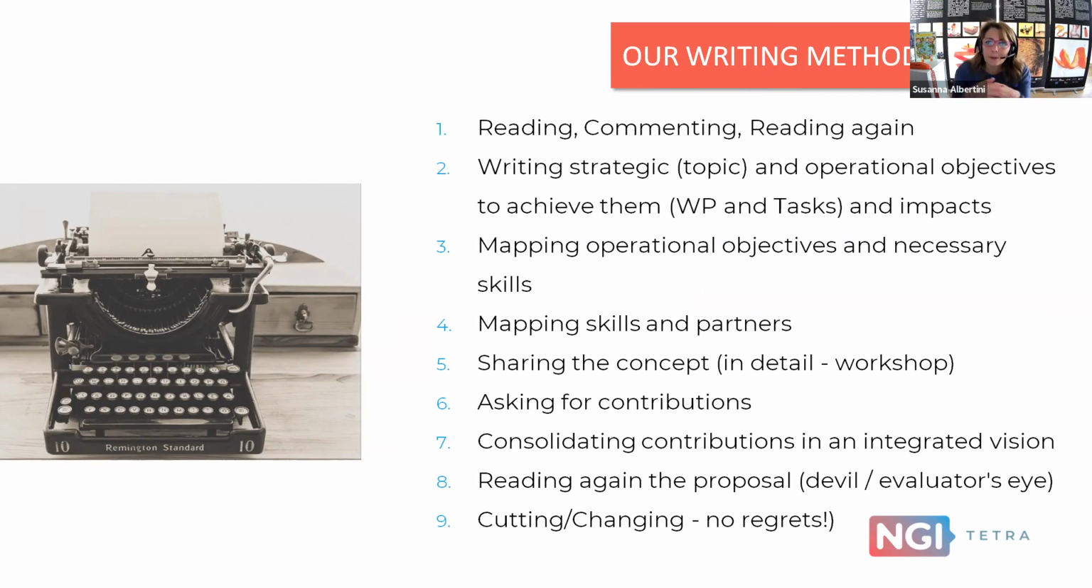So what we do, we start reading, commenting, reading again. The second step is to write the strategic and operational objectives. Strategic is what the topic, the call would like to achieve. And operational is how, what will be the objective inside each task and each work package that will drive you through the activities in order to achieve your results and your impact. Then you start to map the operational objectives and what is necessary.